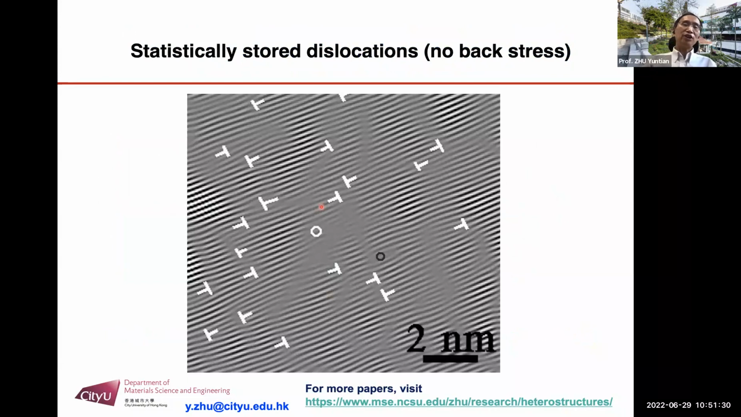Another scenario is where all the dislocations are random. The Burgers vectors are in all different directions. They're totally random like this. This type of dislocation is called statistically stored dislocations. They produce no back stress because they do not produce long-range internal stress. No back stress, no HDI stress here.